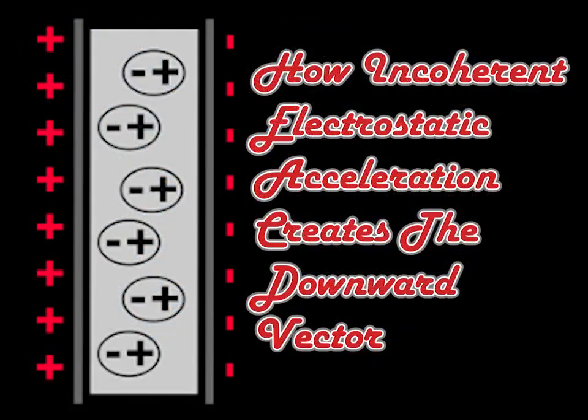In this video, we will be explaining how incoherent electrostatic acceleration creates the downward vector.